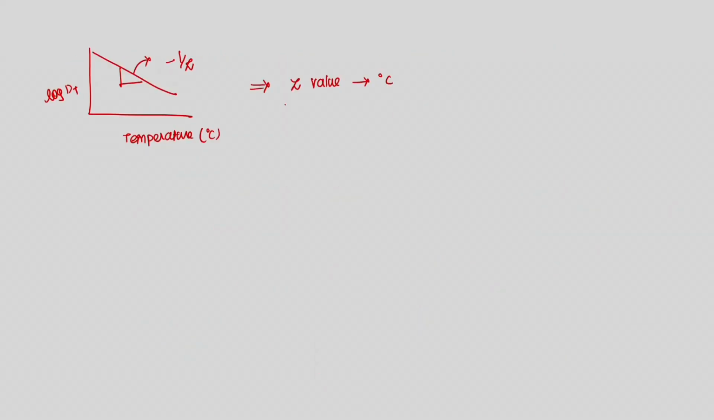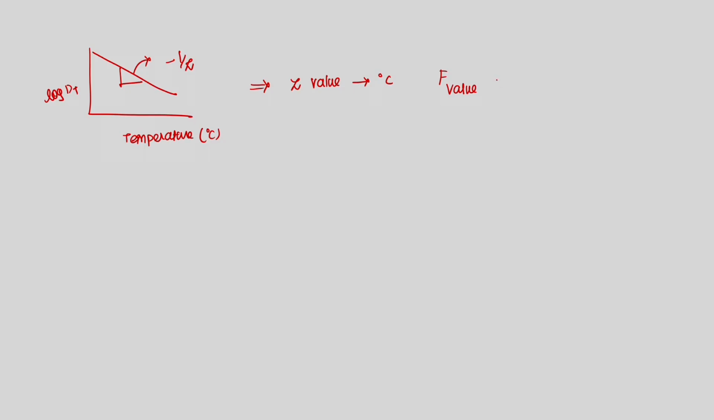So, I will collect certain D_T values at different temperatures, then I will plot temperature versus log D_T. The slope is minus 1 upon z, so from there I can calculate the z value. Another important value is the F value, which is an equivalent process value, with which I go for the process establishment.